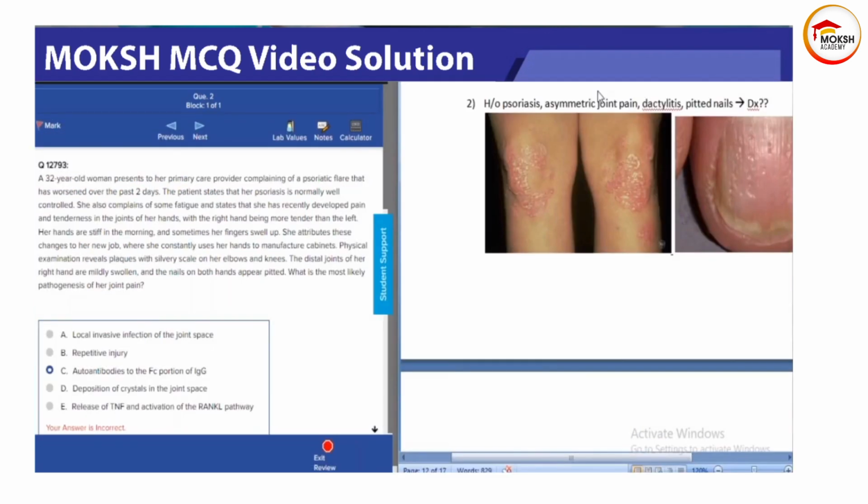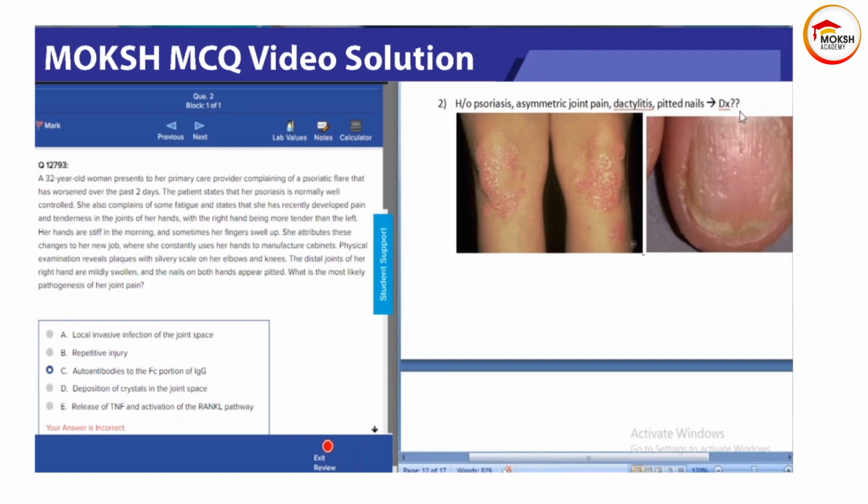This patient has psoriasis, asymmetric joint pain, dactylitis, and pitted nails. What is the diagnosis? The diagnosis here is psoriatic arthritis. And basically, what is dactylitis? In this question, if you read, sometimes her fingers swell up. Swelling of the finger basically means that she is having dactylitis. How is dactylitis put in a question? They'll say that the finger will swell up, so that is dactylitis.